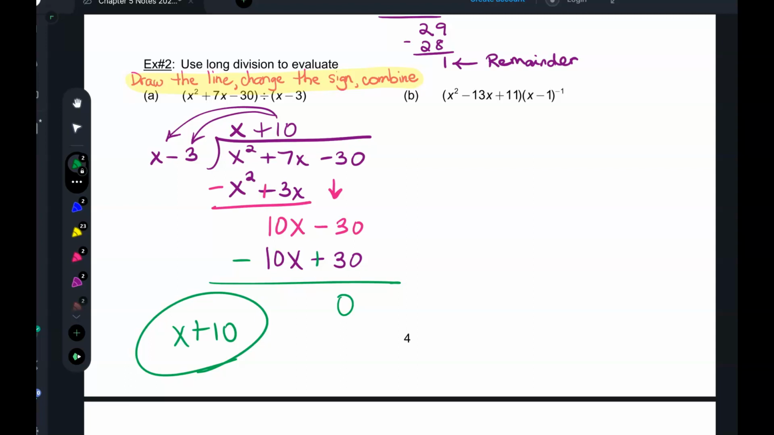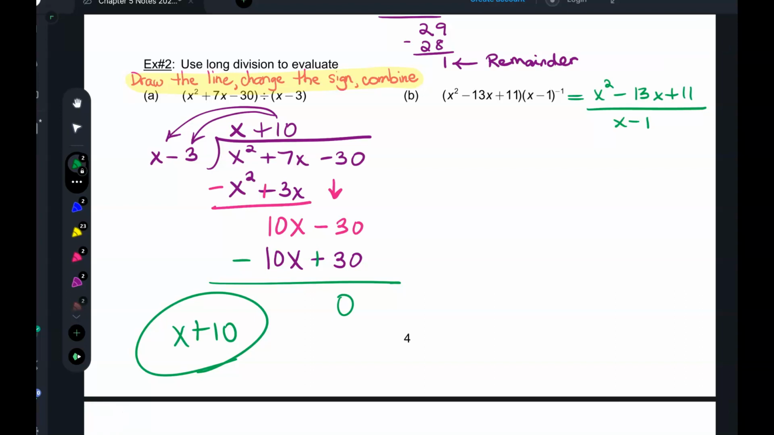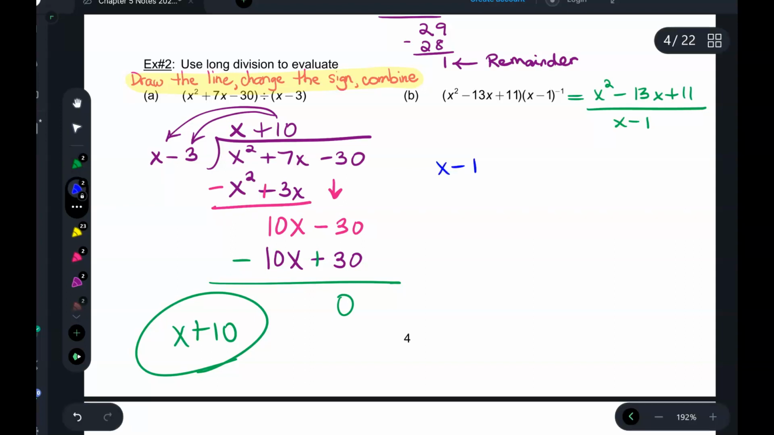Okay. This x minus 1 to the negative 1 would just mean we're putting x minus 1 in the denominator, right? So basically this would be x squared minus 13x plus 11, and we would have x minus 1 to the negative 1, so we would put that in the denominator. It's just another way of saying divide. Okay, let's try this one.